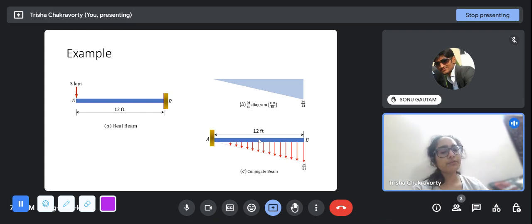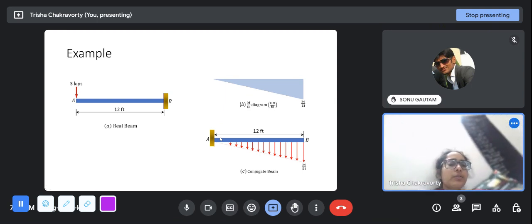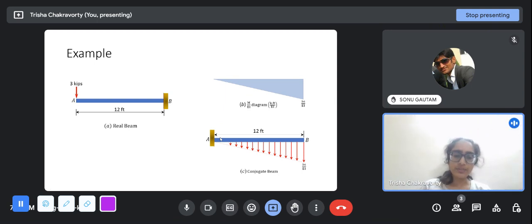But if I ask at several points, like 2 feet from here, 2 feet from here, and the midpoint, then it will be helpful to draw the bending moment diagram. If you draw that, you can get all three in one shot. But if I ask only at one point, you simply have to find the bending moment at that point.